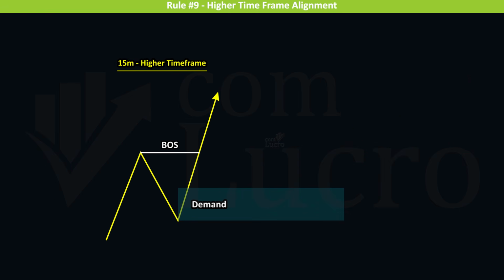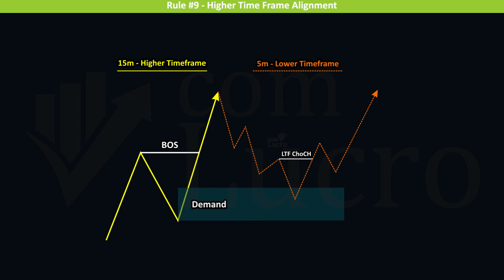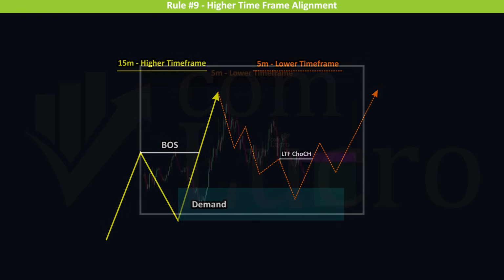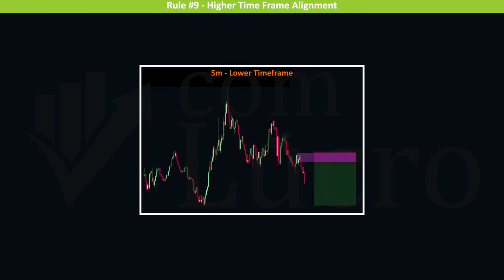Rule number 9 is higher time frame alignment. Higher time frame alignment is extremely powerful. When multiple time frames point in the same direction, your trades naturally carry a higher probability of success. Begin your analysis on a lower time frame, such as the M5 chart.